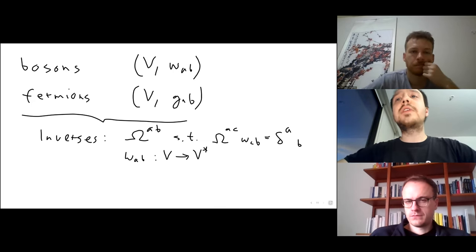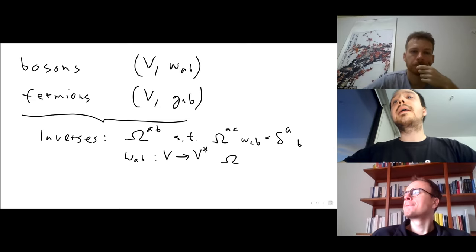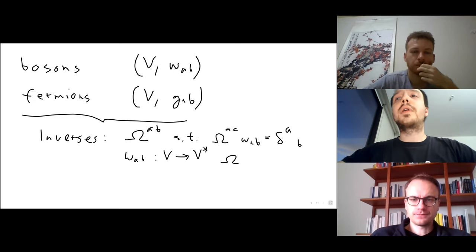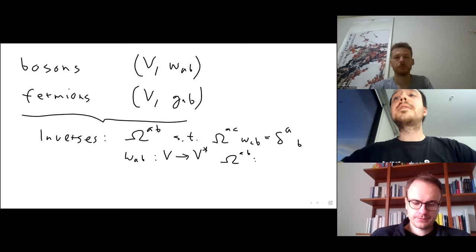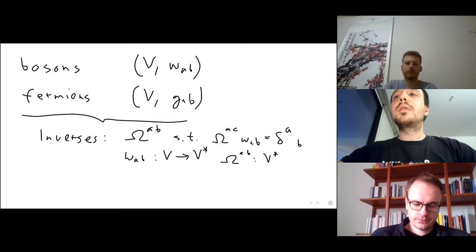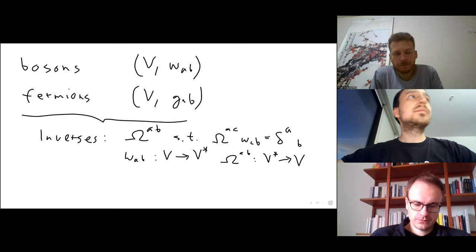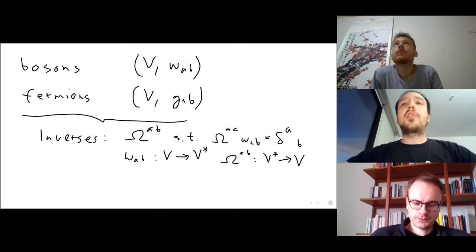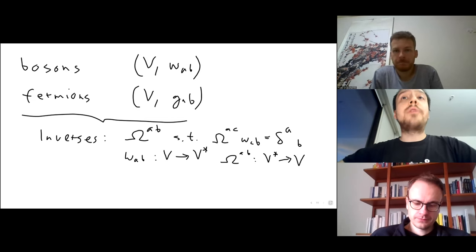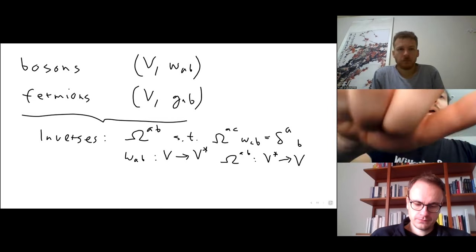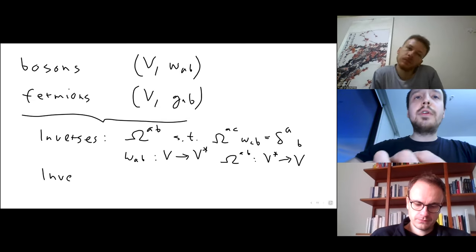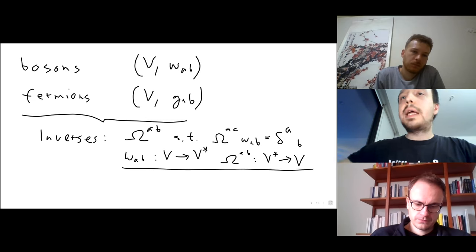And if we think of this linear map, then Omega can be understood as the respective inverse, as the map that eats a dual vector and spits out a vector. In fact, any such bilinear form, as long as it is non-degenerate, provides you with an isomorphism between the vector space and its dual, exactly by this construction of these maps. And we can do exactly the same. So that was for bosons. We can do the same for fermions.